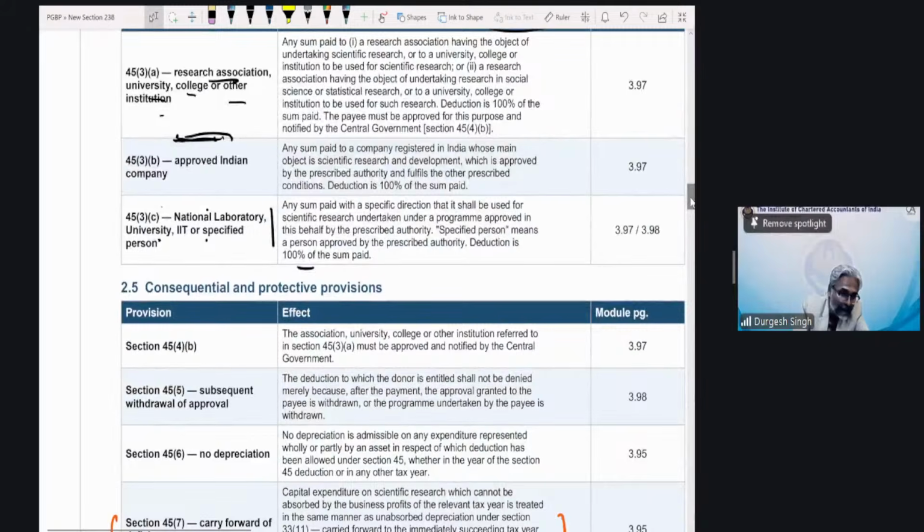And the answer, students, for this is 45.5. And what does this section 45.5 say? Is that what you have to see for deduction purpose under 45.3 is whether this institution was approved at the time of giving the donation. If this institution was approved at the time of giving the donation, then whatever happens subsequently will not have any relevance so far as the claim of deduction is concerned. The deduction would be allowed. The deduction would be allowed, students.